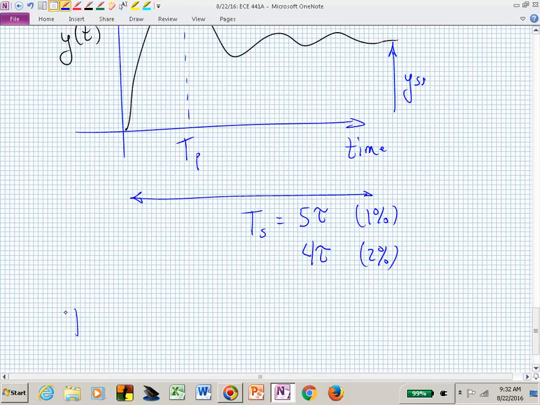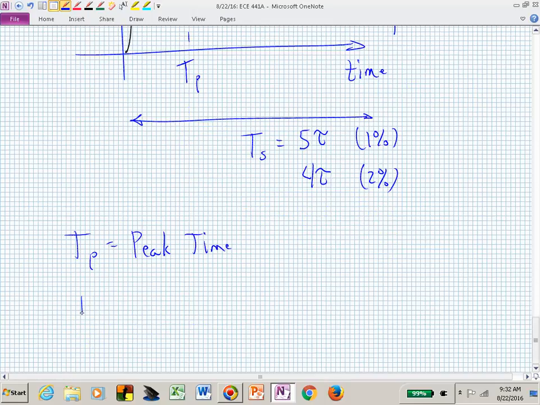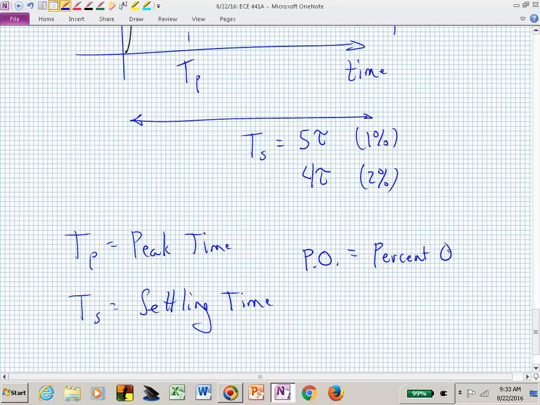Here to identify these terms again, this was the peak time. T sub S was the settling time. And something that we will use quite a bit is the PO, the purchase order. Oh, I'm sorry. The percent overshoot. You guys haven't, well, maybe you have started worrying about purchasing, but that's not what that PO stands for. This is percent overshoot in this class.